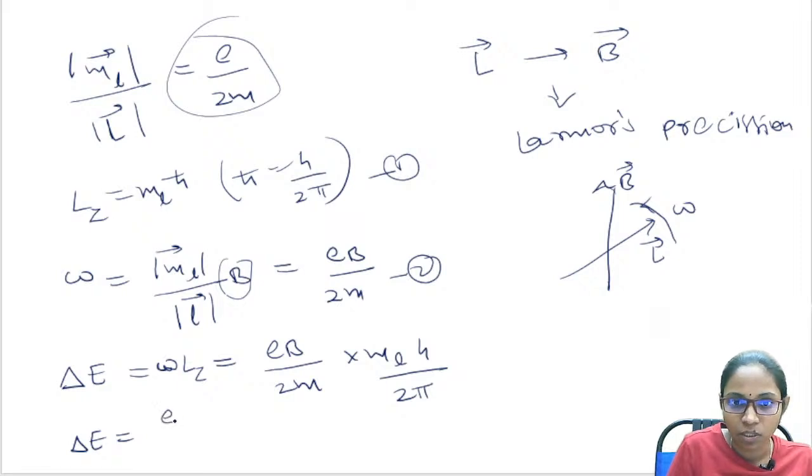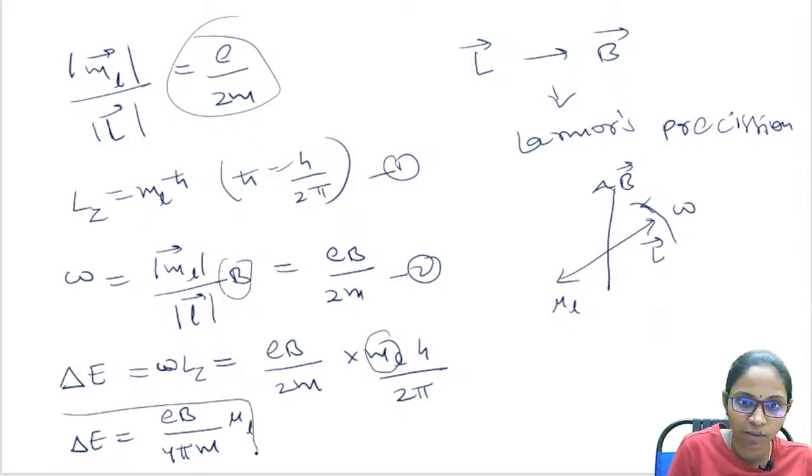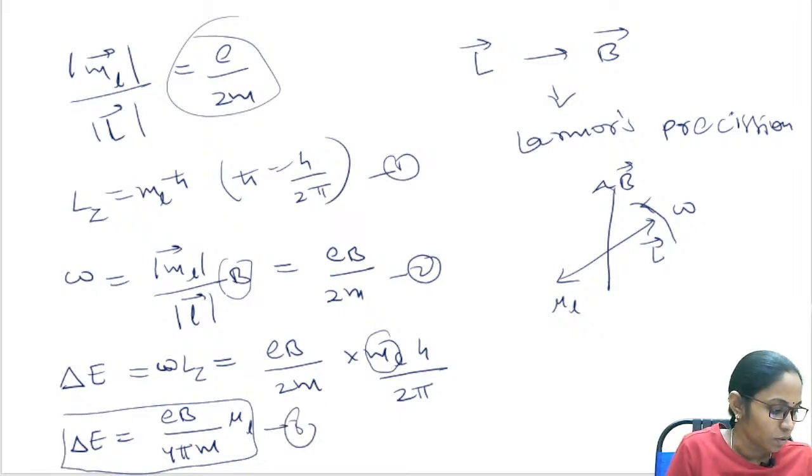Delta E is equal to EB, and this m is the mass of the electron. This is the mu L. For convenience, I am writing here ML. You can also take mu L, no need to worry. So EB by 4 pi m into mu L. This is the change in energy. Keep it in a box. This is equation number 3.